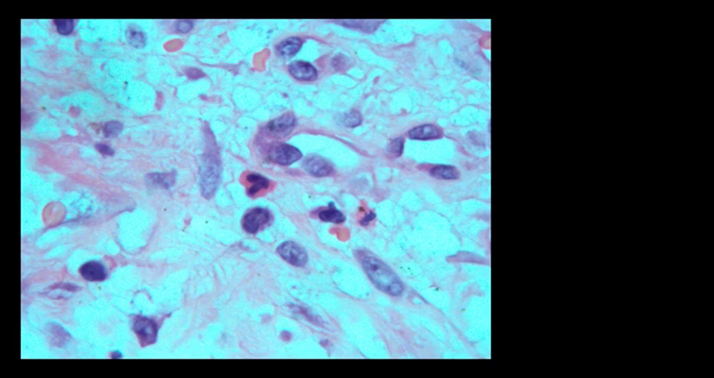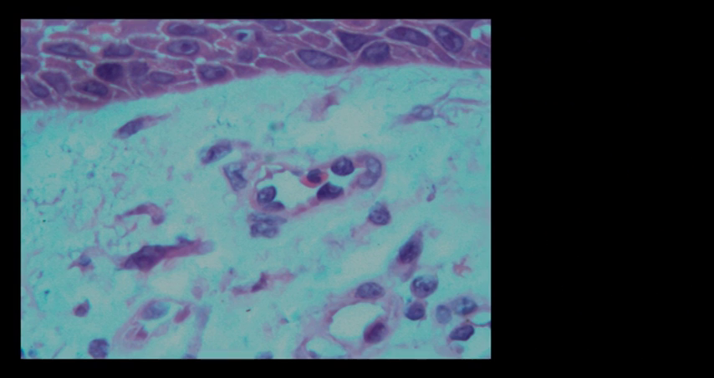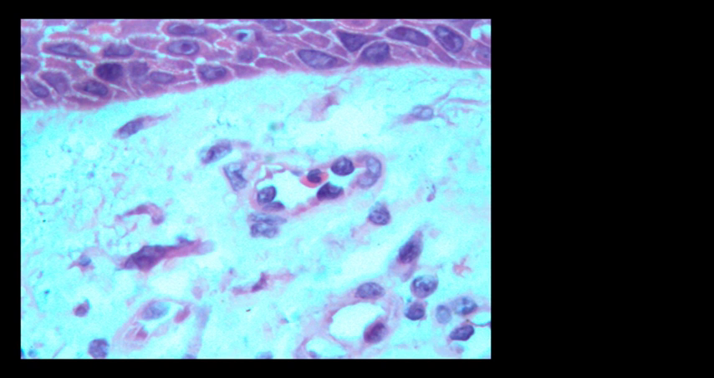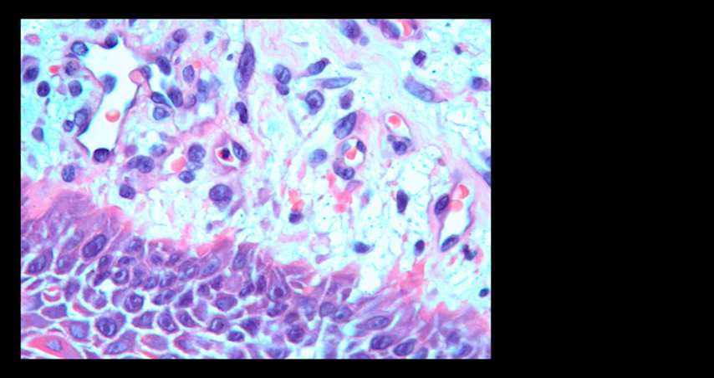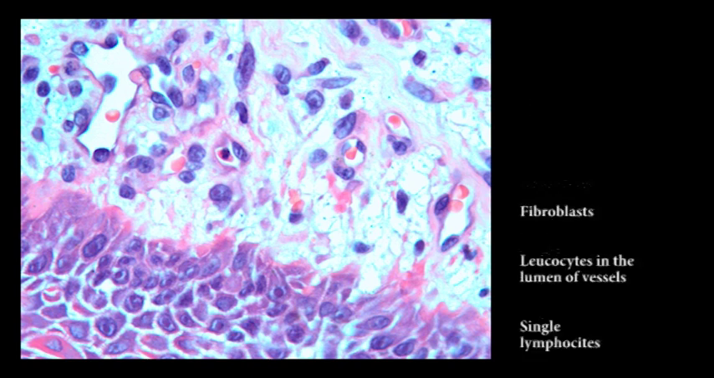The control group after the 4th day. Fibroblasts, single perivascular segmental leukocytes, stromal edema. The control group after the 7th day. The vessel with margination in the lumen, fibroblasts. The control group after the 9th day. Fibroblasts, leukocytes in the lumen of vessels, single lymphocytes, local resumption of blood flow.